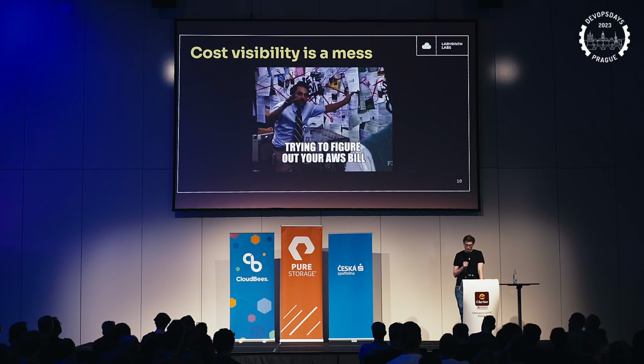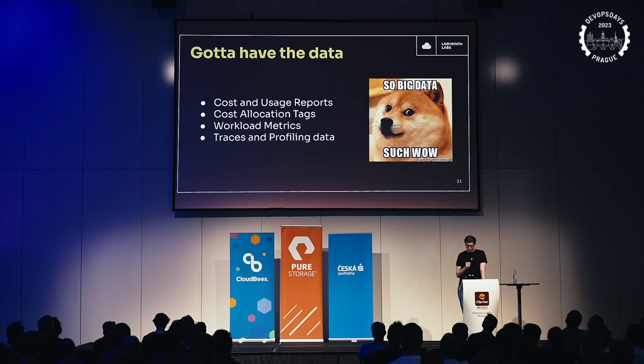Now, understanding the bill can be quite a challenge. The bill is hard to navigate, and you don't really know which part of it corresponds to which environment, and you're likely even using things like Kubernetes, which make it even harder. To get the cost visibility, you have to have the data. You can set up things like cost and usage reports or cost allocation tags, and you can gather some workload metrics which can give you a better visibility into the bill and can be useful in the future as well.